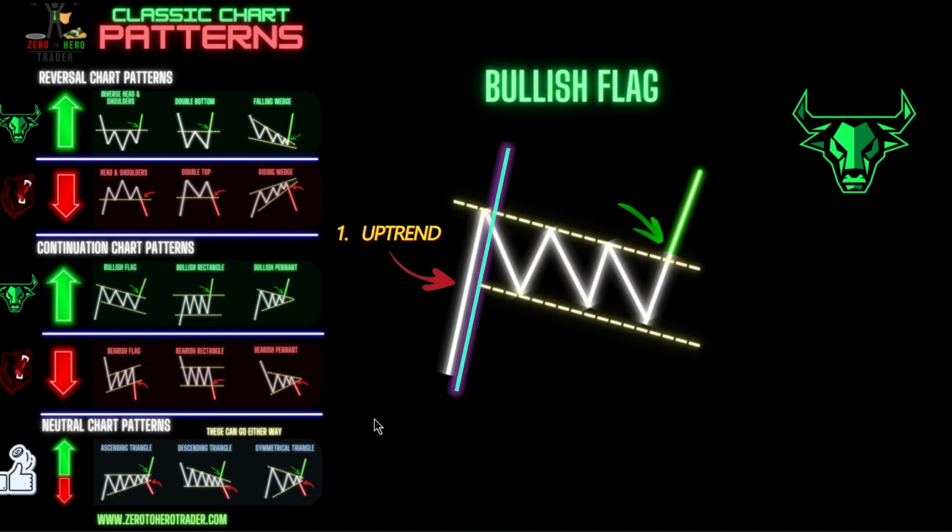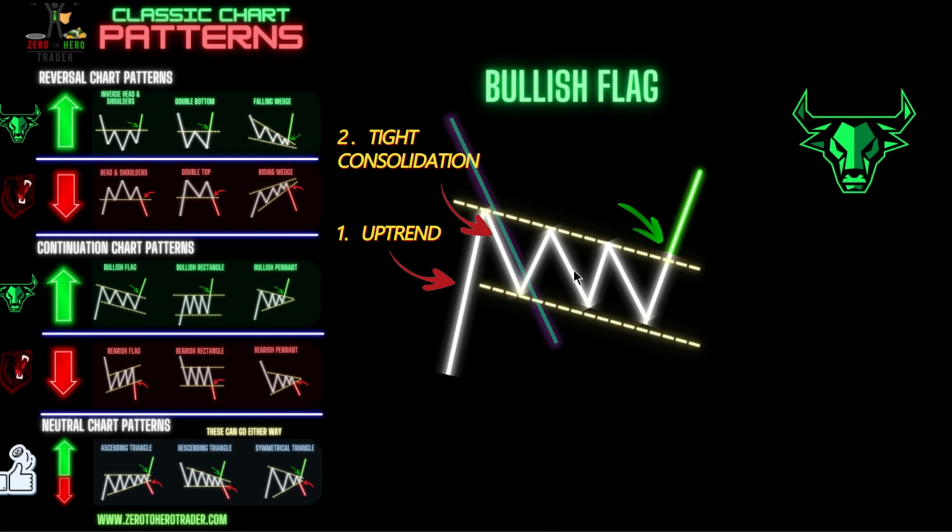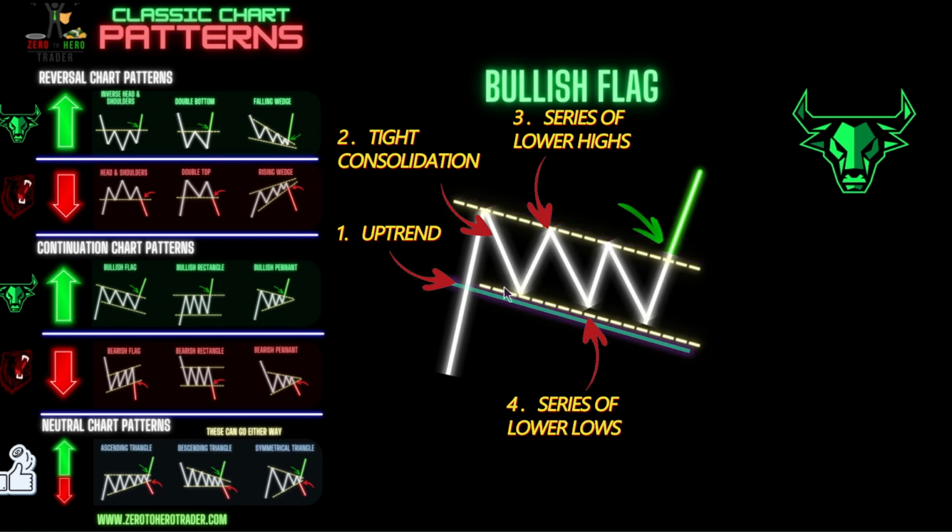All right, component number 1, we're going to be in an uptrend, and this is likely going to be a strong uptrend for it to form these bullish flags. Okay, so what we're looking for here, a strong bullish uptrend. Component number 2, it's going to make a tight consolidation. After this strong move up, it's going to make a tight consolidation, moving slightly down. So component number 3, it's going to make a series of lower highs here. Component number 4, it's going to be making a series of lower lows at the same time. And then component number 5, it's going to eventually break out above this upper trend line for the breakout and the continued move to the upside.